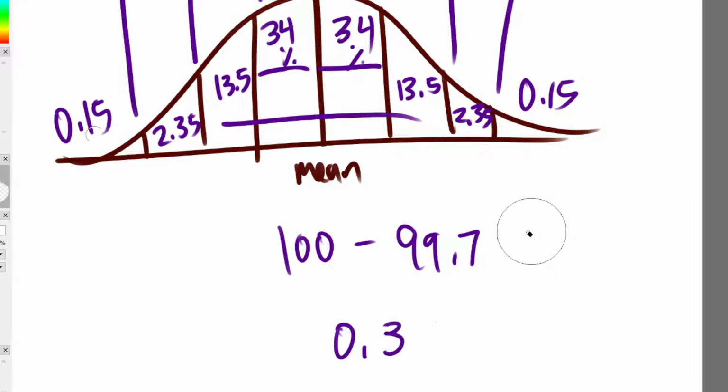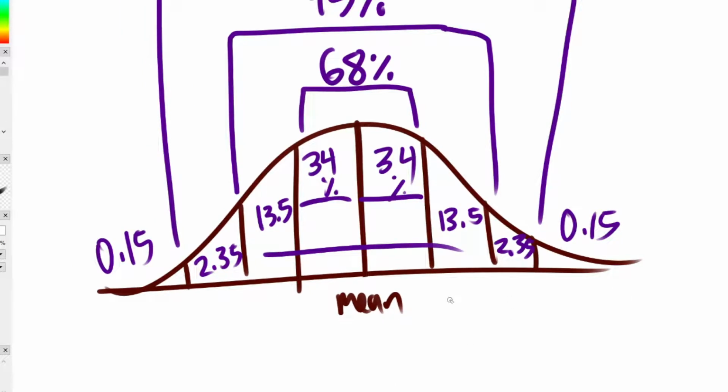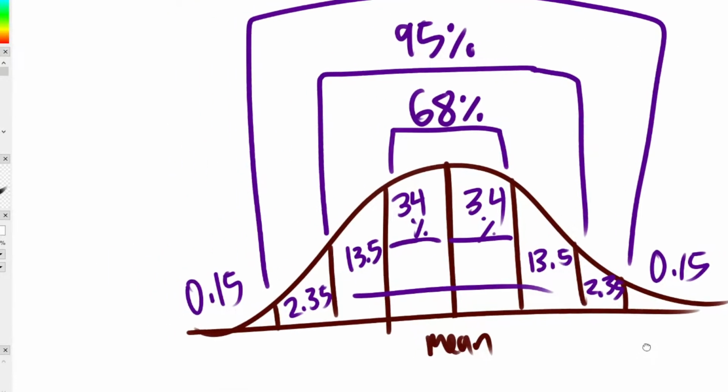And this is important in some of the equations because it will be asking you occasionally, using the empirical rule, what percentage of data points fall in this range. And sometimes it will give you weird ranges.